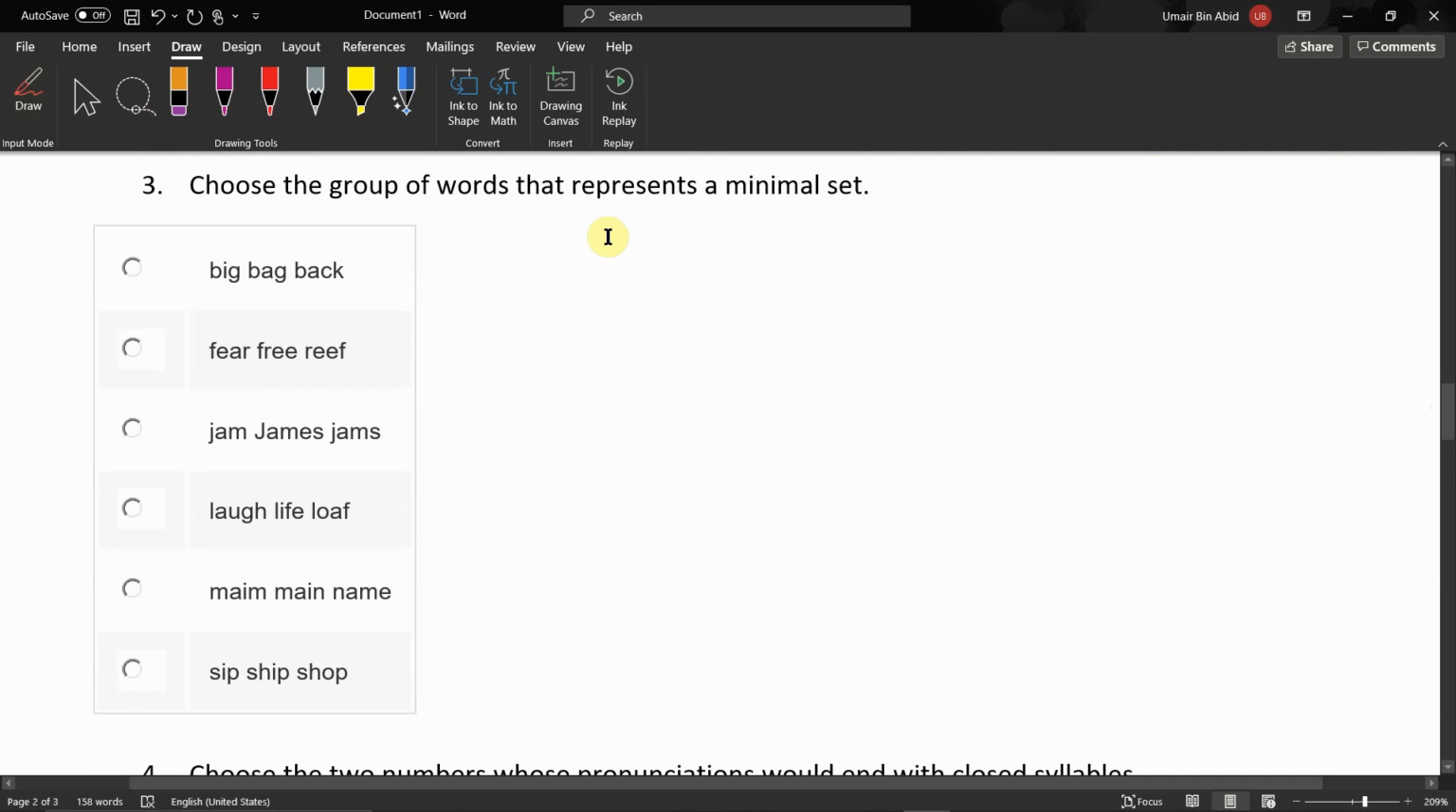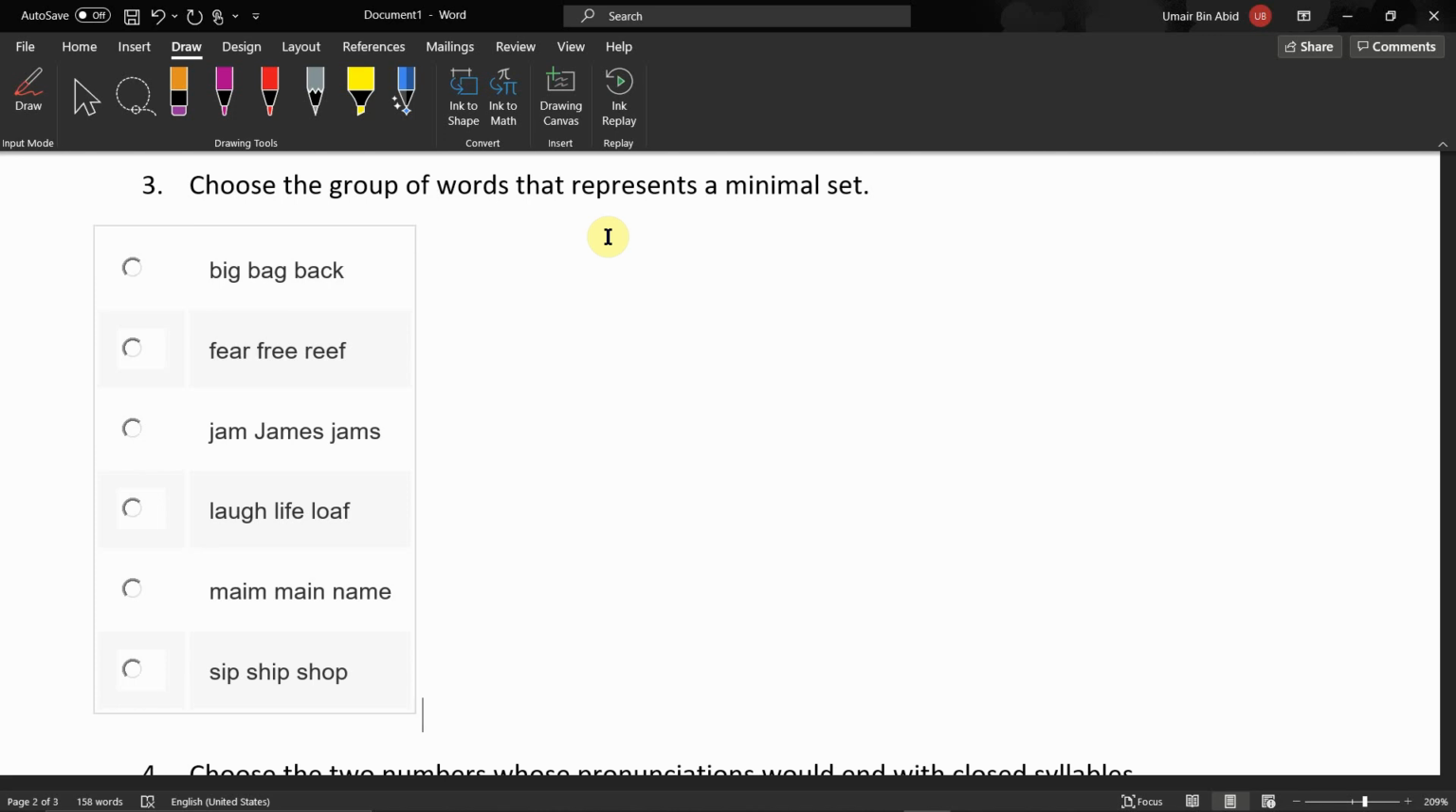First of all, we should know what a minimal set is. A minimal set is any set of words which differ from each other only in one sound and most probably at the same position. So if we have a set of words which are different from each other only in one sound at the same position, that would be a minimal set. Or if there are just two words, that would be a minimal pair.